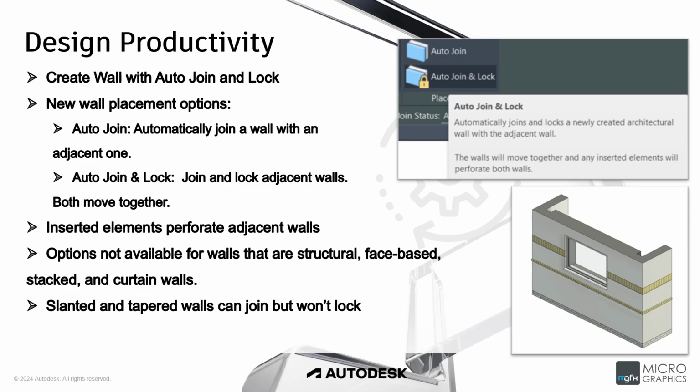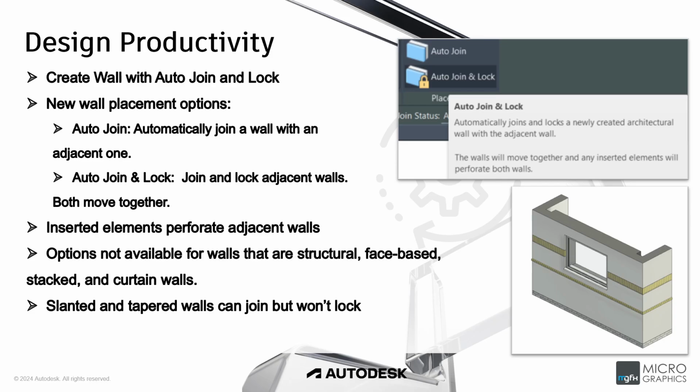Any inserted elements, doors, windows will perforate both walls, but there are some limitations. Complex cuts will not cut through both the aligned locked walls. Only simple cuts can cut through, only simple ones. The auto join and lock options are only available while using the architectural walls. This is not for structural walls. These options are not available when modeling structural walls, face-based walls, stacked walls, and curtain walls.